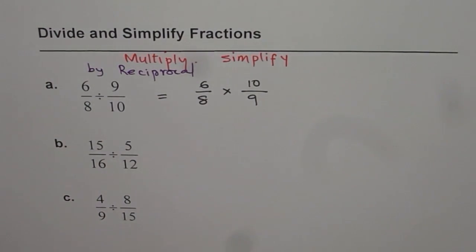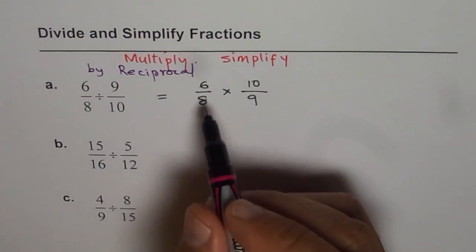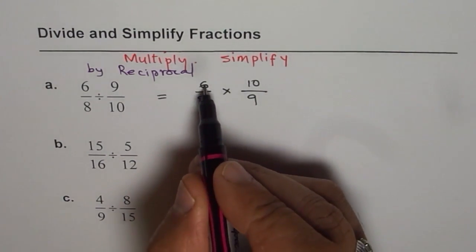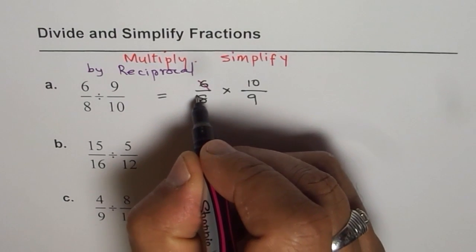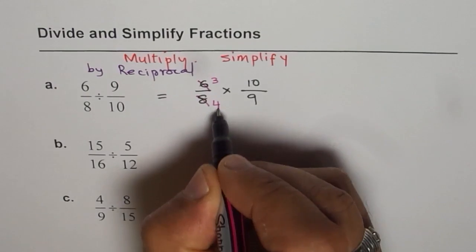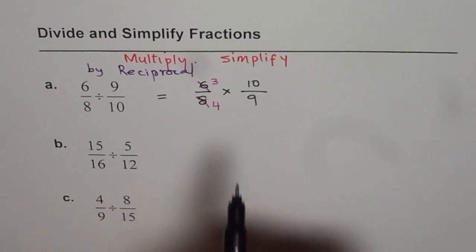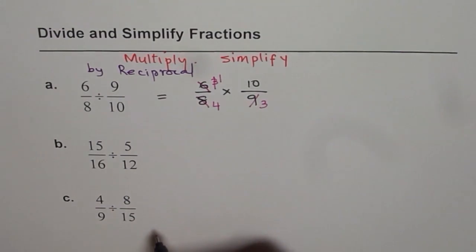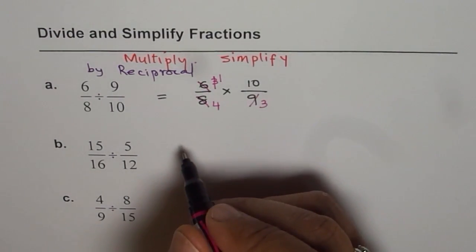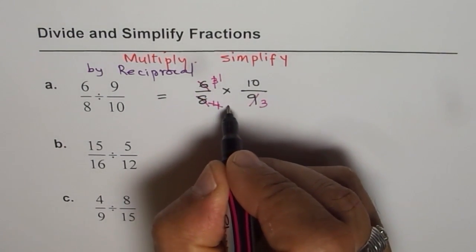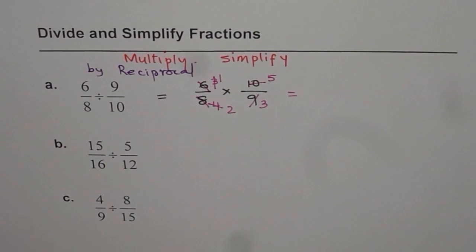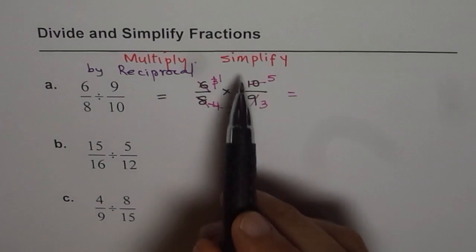Now the second step should be simplify, right? So let's simplify 6 over 8 times 10 over 9. Do you see some common factors? Well, there is a common factor between 6 and 8, which is 2, right? So we can divide both by 2. We get 3 here and 4. Now 3 and 9, there is a common factor 3. We can divide 3 by 3 getting 1. 9 divided by 3 is 3. 4 and 10 both can be divided by 2. So we get 4 divided by 2 is 2. 10 divided by 2 is 5. So that is how we can simplify, dividing by common factors.